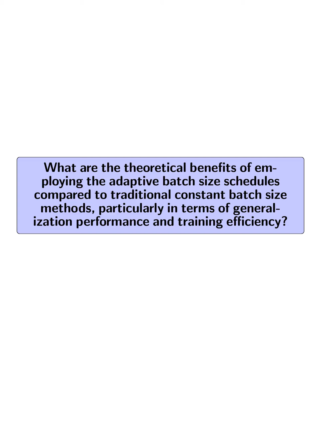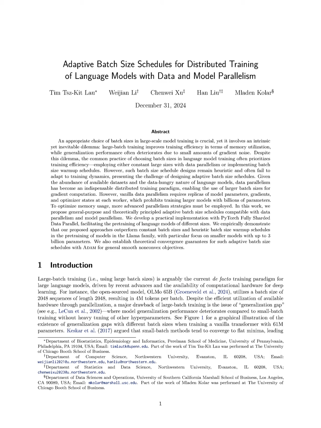What are the theoretical benefits of employing the adaptive batch size schedules compared to traditional constant batch size methods, particularly in terms of generalization performance and training efficiency? The theoretical benefits of employing adaptive batch size schedules, as outlined in the paper, include improved generalization performance and enhanced training efficiency compared to traditional constant batch size methods.